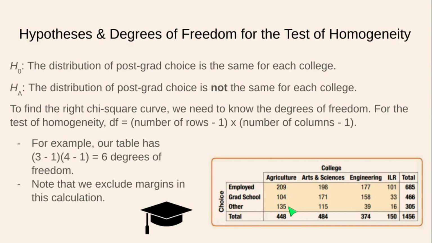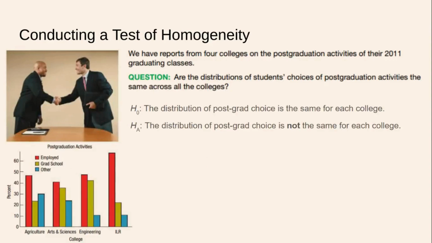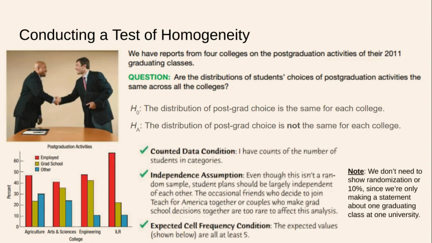So looking at these cells, we have 3 rows and 4 columns. So it would be (3 minus 1) times (4 minus 1) equals 6 degrees of freedom. All right, let's get to the problem itself. We have our hypotheses down. The null is that the distribution is the same. The alternative is that the distribution is not the same.